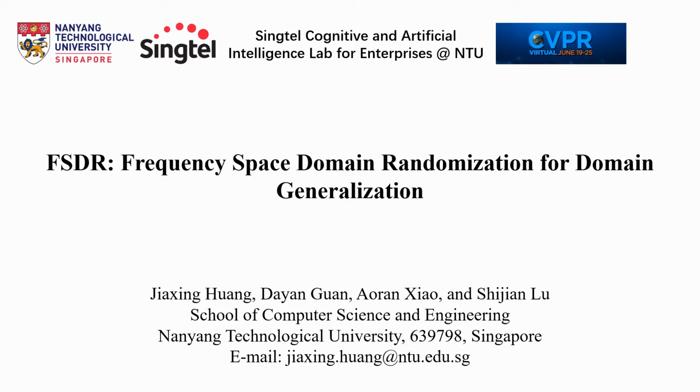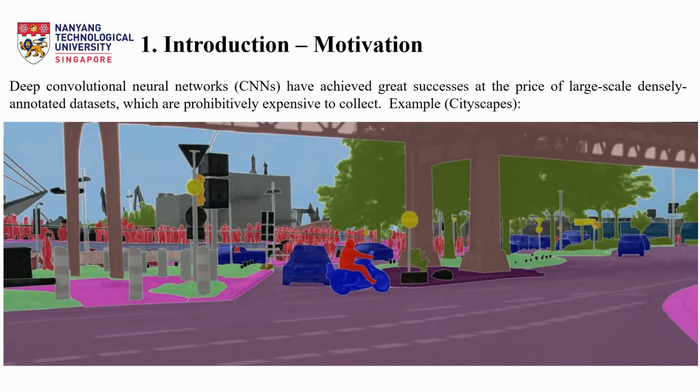Hi everyone. This video presents FSDR, namely Frequency Space Domain Randomization, to improve domain generalization. Let's go to the motivation part first.